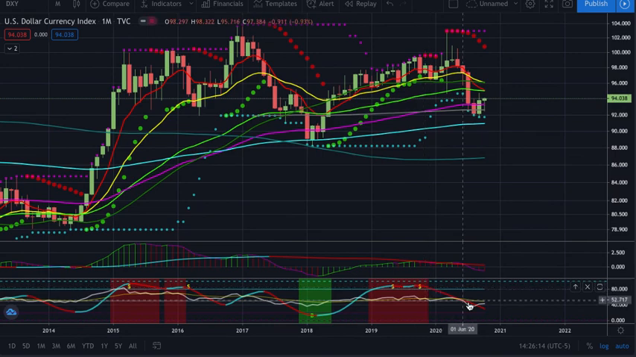So we're still in a monthly downtrend on this. We still have multiple histograms to the downside on this, but we're at key levels where we potentially find support and get that continuation to the upside.